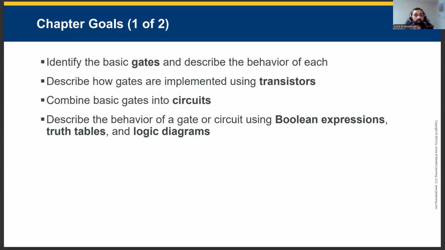Our first set of goals: identify the basic gates and describe what each one does. Understand how these gates are built from transistors. Combine gates into circuits and describe a gate or circuit using three interchangeable views: Boolean expressions, truth tables, and logic diagrams. Watch for how these representations map to one another.